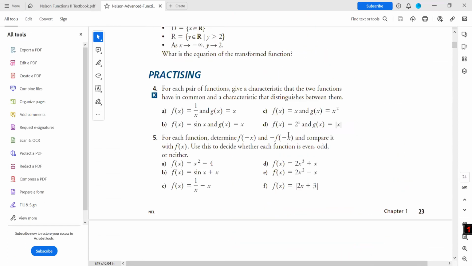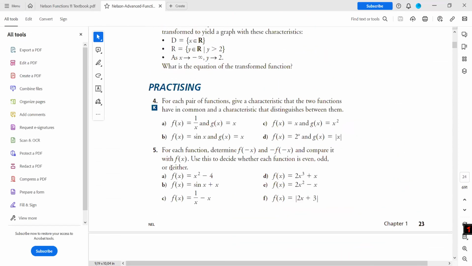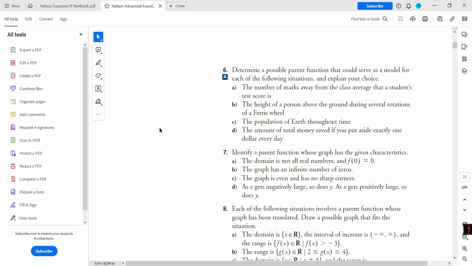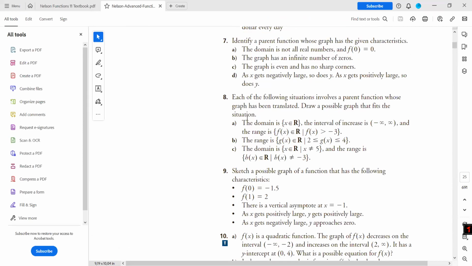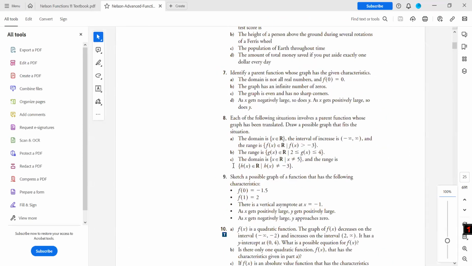So from this part, you're going to have a home assignment. There's going to be a first home assignment. You're going to take questions 7, 8, and 9. These 3 questions, just to enhance your understanding of the topic.